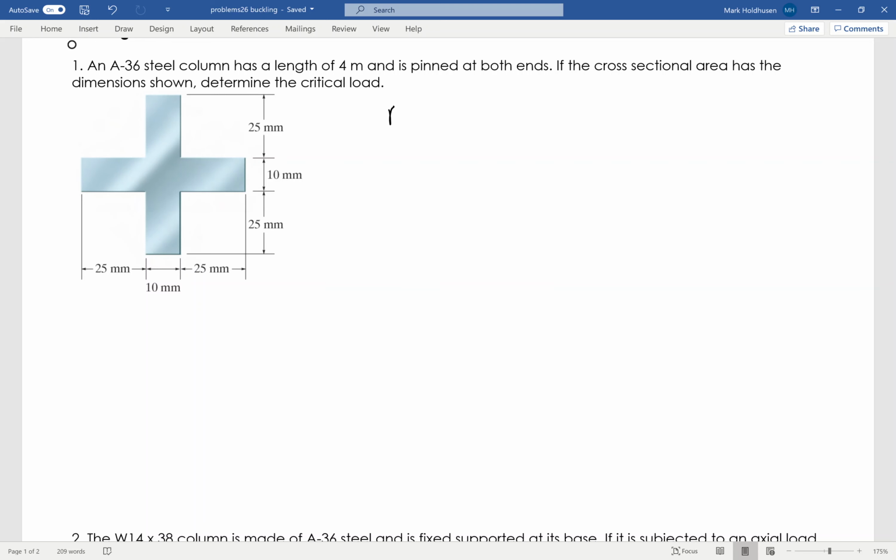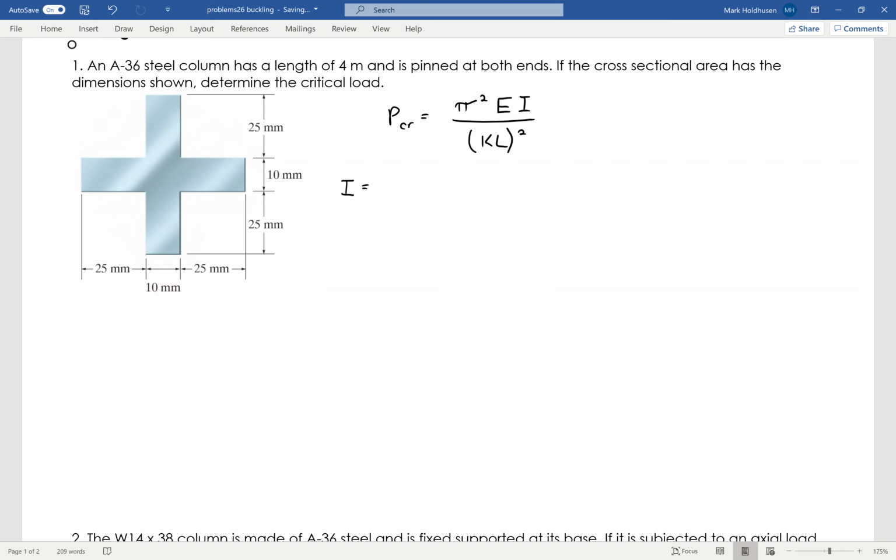So the critical load, P critical, the equation is, and again, you can check your book to see where this comes from, pi squared EI over KL squared. The most complicated thing we've got to go through here is probably finding I, the moment of inertia of the cross-sectional area.